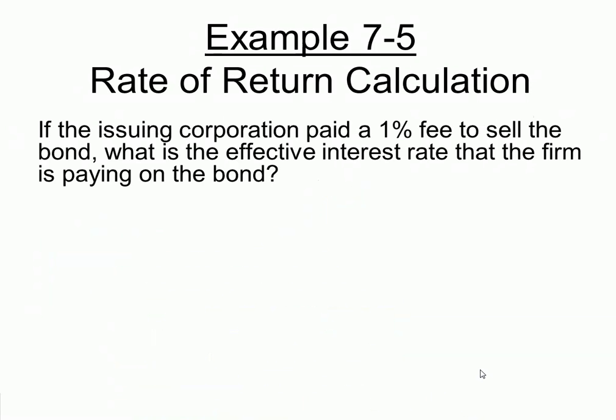9.05%. So now here's another example, continuing this example: if the issuing corporation paid a 1% fee to sell the bond, what is the effective interest rate that the firm is paying on the bond? So keep in mind, the issuing corporation paid a 1% fee to sell the bond. So whatever they sell it for, they will reduce it by 1%.